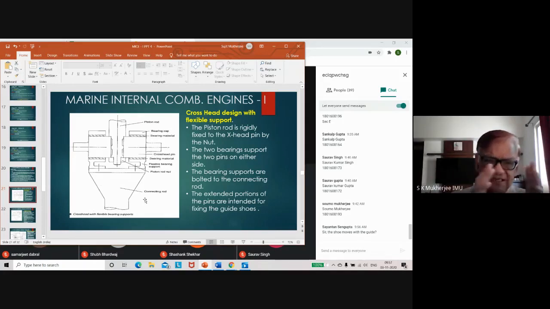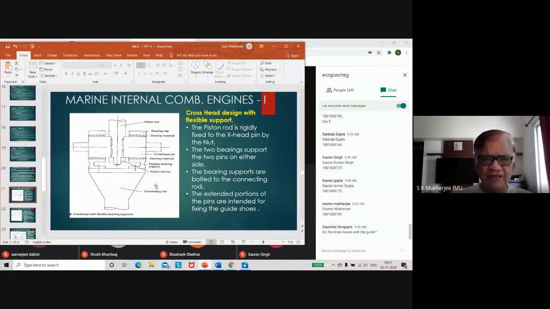So this is one design of a crosshead assembly. And you can understand this connecting rod that you see at the bottom can be drawn towards you and away from you. So it can swivel in this direction. This is one format of a crosshead bearing.